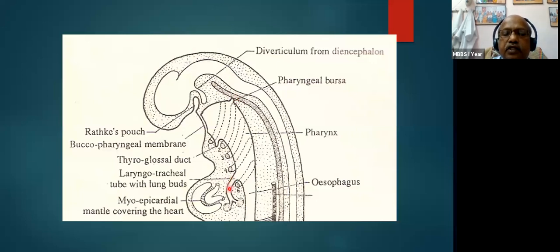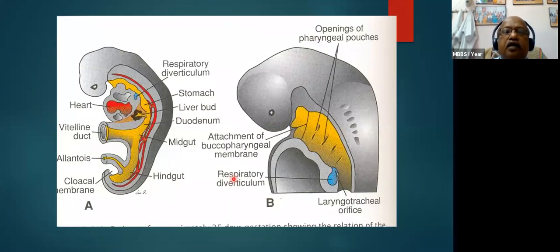Now what happens to this respiratory diverticulum? The respiratory diverticulum is nothing but the ventral outgrowth from the foregut, or from the ventral wall of the foregut. This endodermal outgrowth is called the laryngeal diverticulum, respiratory diverticulum, or lung bud, all are the same. See the diagram. This is your foregut, and this blue structure is the respiratory diverticulum. The communication is called the laryngotracheal orifice.